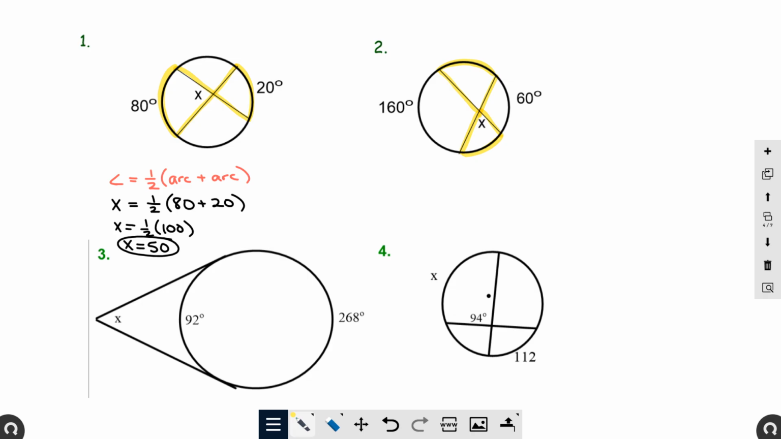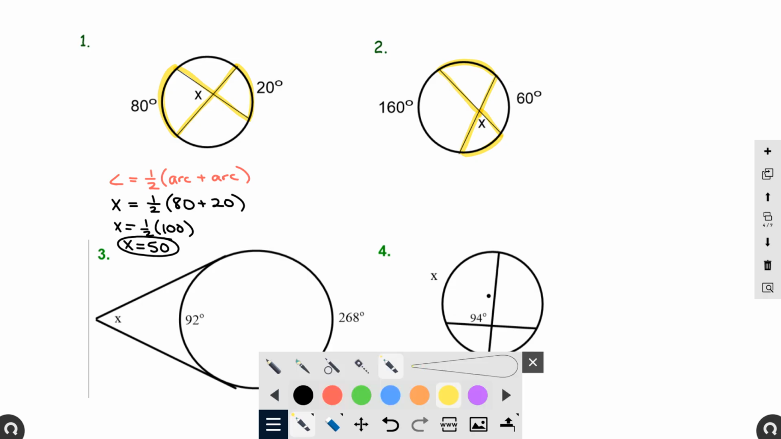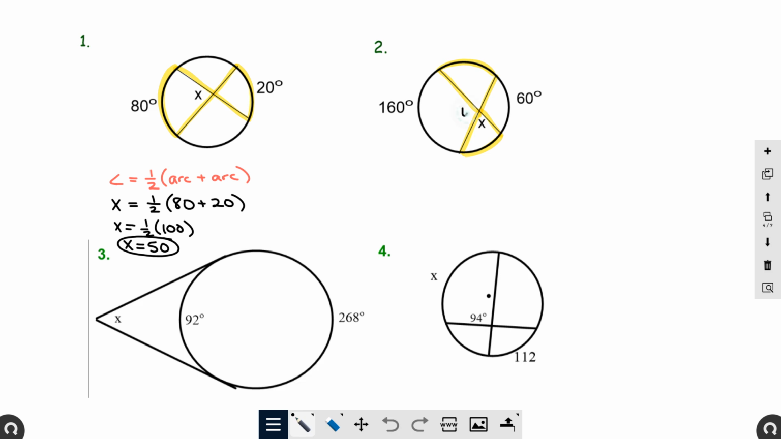No. So what you can do on a problem like this is you can throw in an additional letter. Let's call this one Y right here. And now if we find Y, it's going to find the arcs that are on the left and the right. So we're going to set up the same equation. The angle equals 1/2 arc plus arc.